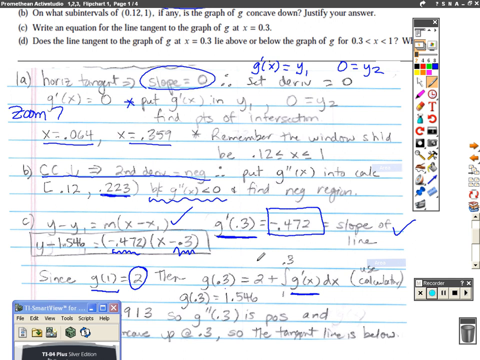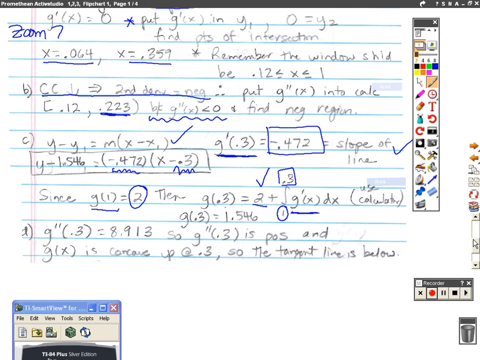The 2 is the y value that I currently have when x is 1. So I'm starting out with the 2, and then I'm going to find the antiderivative using my calculator, starting at 1 and going back to 0.3. The reason I'm doing that is because I already know what the y value is at 1, and then I need to collect more area by going from 1 back to 0.3. And the calculator can do all that calculation for you, and you don't need to worry about changing the signs or anything like that, because the calculator will already do that for you.